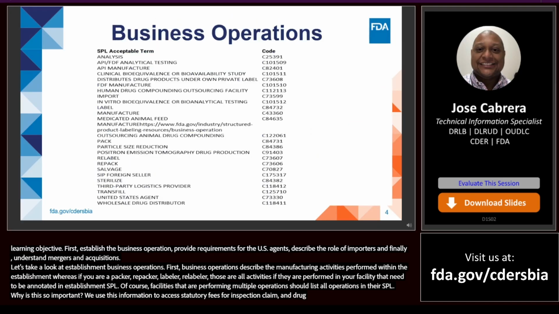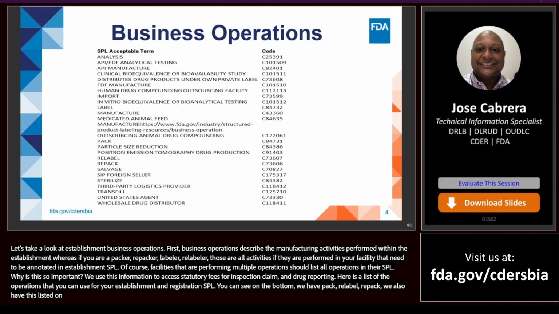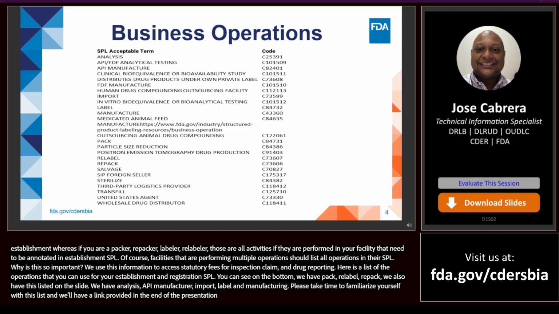Here is a list of current business operations that you would use for your establishment registration SPL. As you can see down at the bottom, we have pack, we have relabel, repack. We also have third-party logistics provider, United States agent, wholesale drug distributor. These are some of the more common business operations that we do see. We also have analysis, API manufacturer, import, label, and manufacturer. Please take some time to familiarize yourself with this list, and also we'll have a link provided at the end of the presentation where you can find a list of these business operations for yourself.